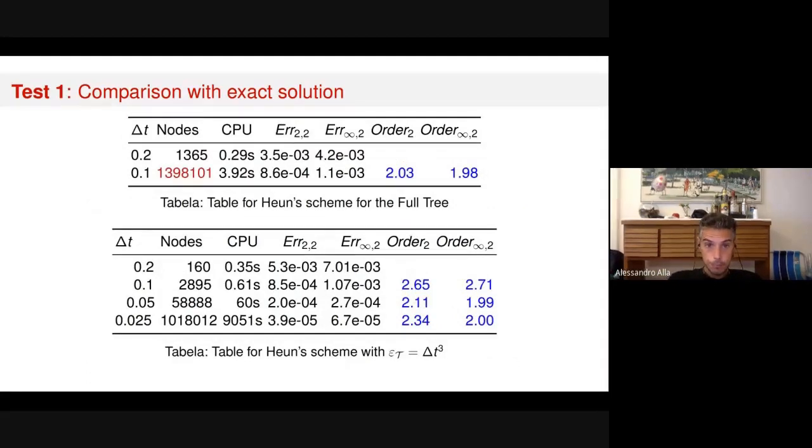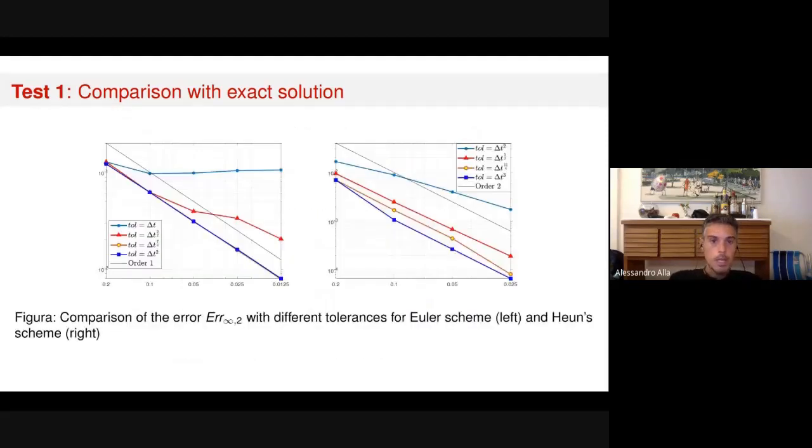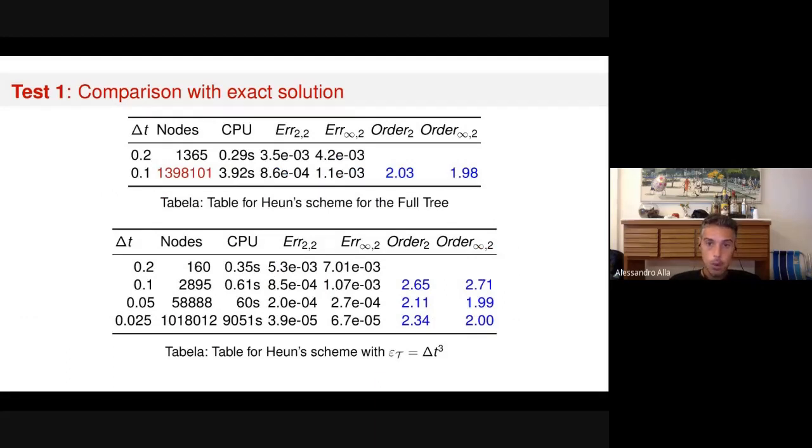Actually, it's almost straightforward to apply to high order methods, because what we have found is that essentially the order of convergence in the approximation of the value function is the same order of convergence of the method that we use to approximate the differential equation.